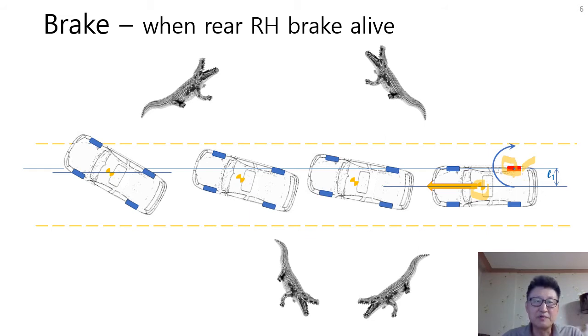Then the car weight produces the moment with the moment arm length L1. This moment turns the car about the vertical pivot axis passing through the center of the rear right tire contact patch here. Because CG is on the longitudinal center line, parallelly placed moment arm length L1 apart from the longitudinal tire center line here. This situation will end up with a safe stop because the rear brake is alive.